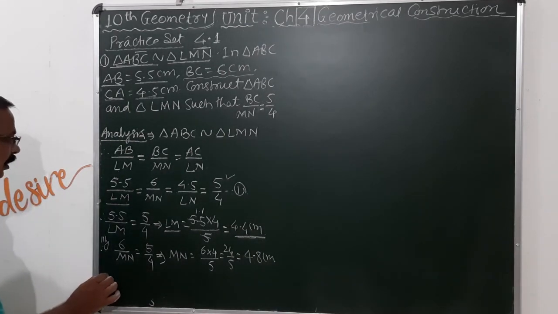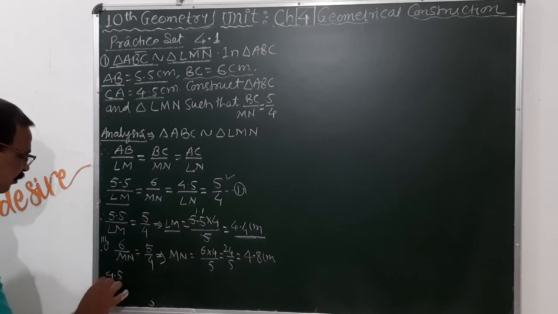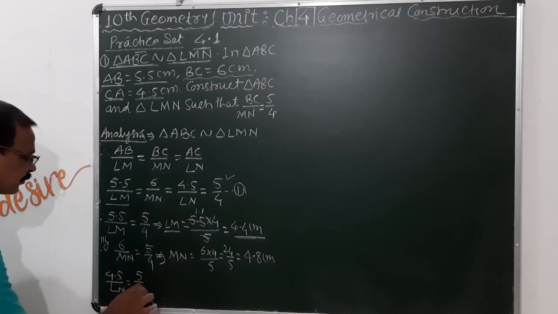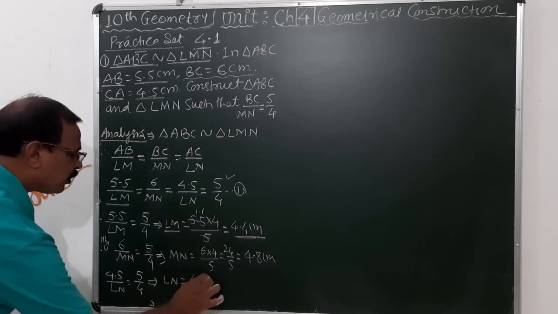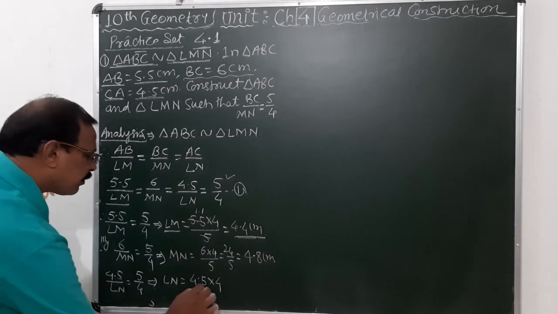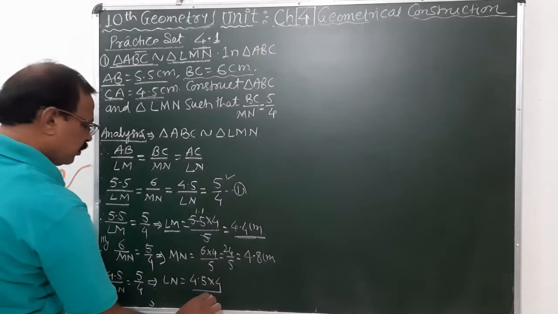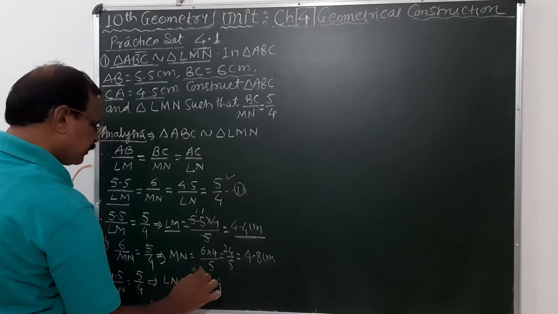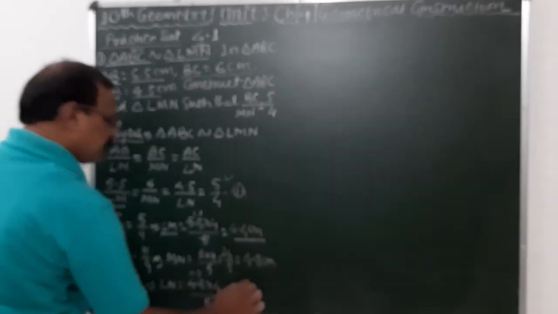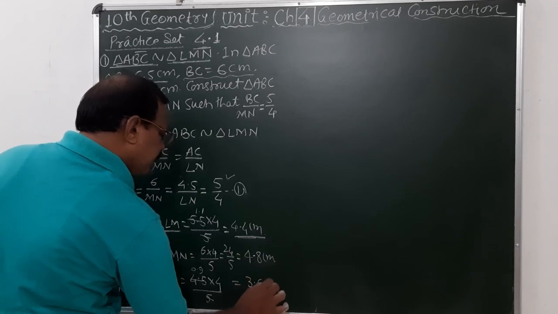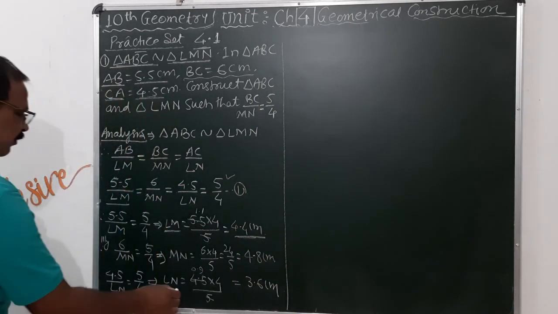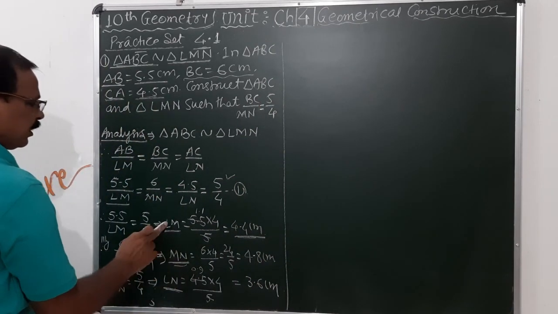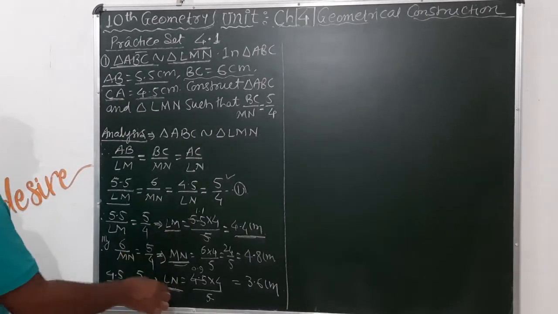and the last one is 4.5 divided by LN, which is equal to 5/4 again. It gives LN is equal to 4.5 into 4, cross multiply, divided by 5. So this is equal to 0.9 into 4, which is 3.6 centimeter, because it is in decimal. Okay. So in this way we find the values of all these three sides, LM, MN and LN.